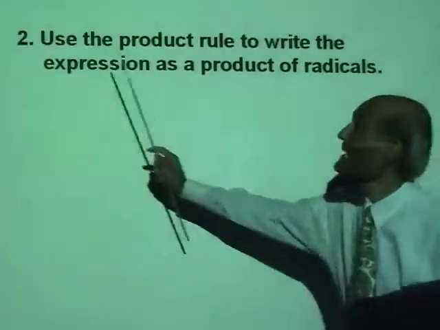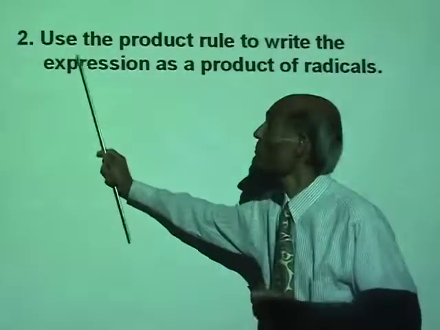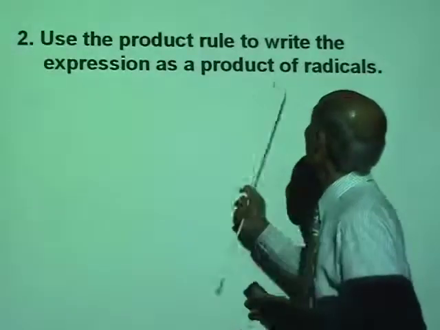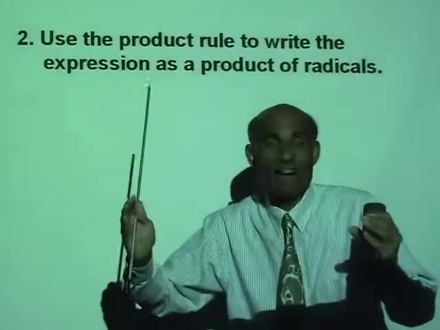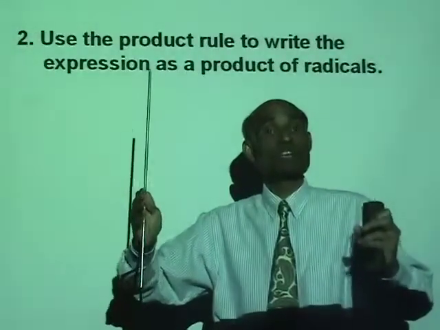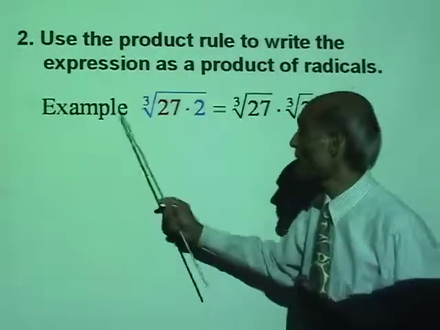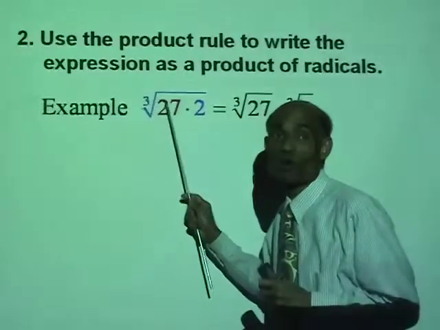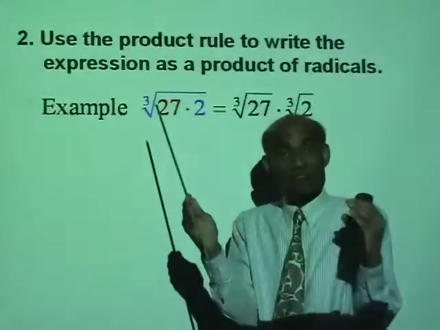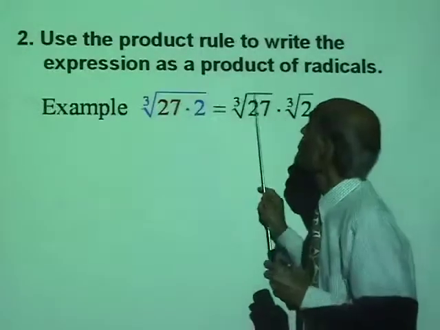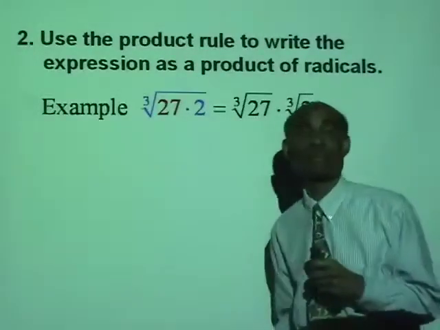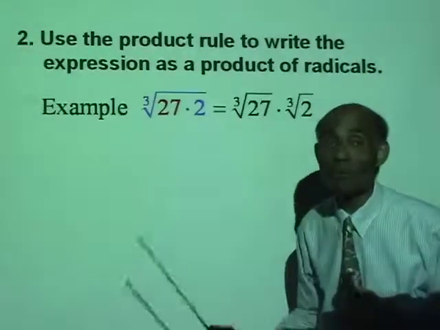What is the second step? Second step, use the product rule to write the expression as the product of radicals. In other words, separate the radicals into several pieces. For example, here you have cube root of 27 times 2. Separate that into two radicals. It will be cube root of 27 times cube root of 3. Why is that important?